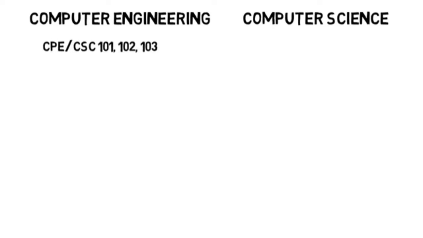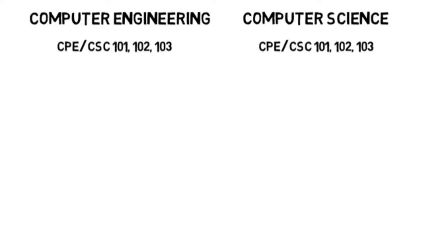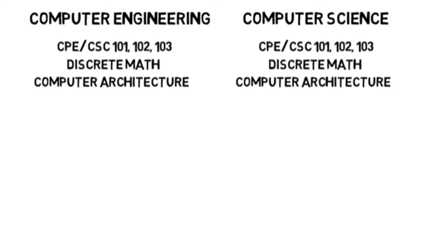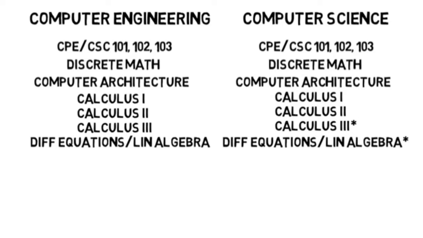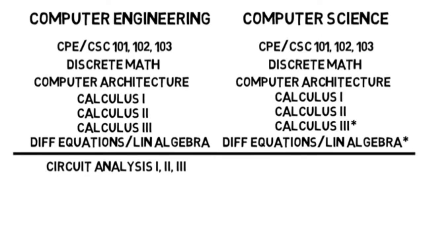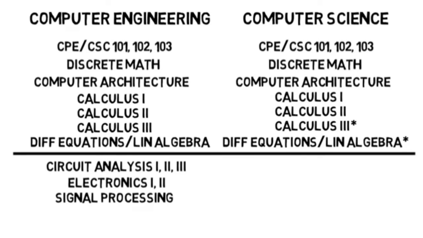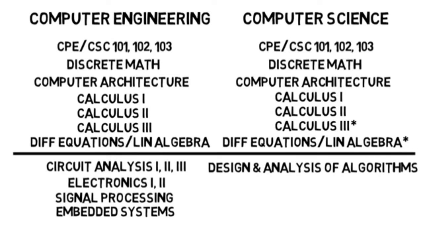Both majors take the beginning programming classes, often just computer science or engineering 101 through 3, discrete math, computer architecture, and even a few calculus courses, often all the same depending on the school. Then computer engineers go on to take circuit analysis courses, electronics courses, signal processing, and embedded systems, all of which are taken by electrical engineers. Whereas computer scientists go on to take design and analysis of algorithms and theory of computation, which both involve discrete math. Notice that computer engineers take discrete math, but don't apply it as much, whereas computer scientists really do.